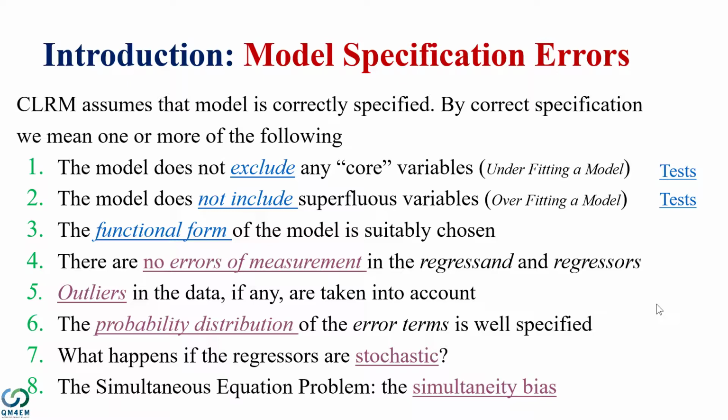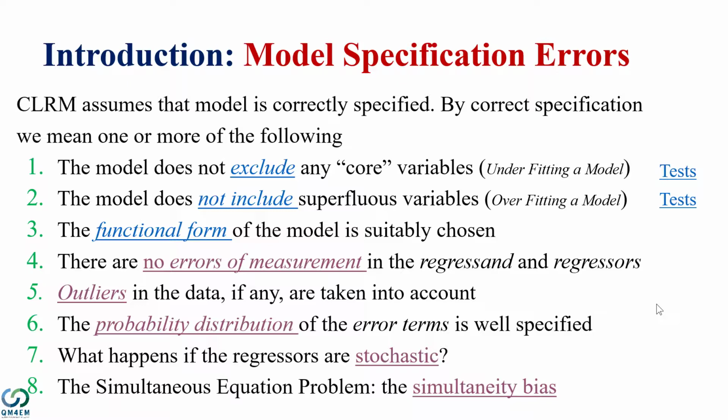Then we talked about the functional form of the model, that it should be correctly specified. We very briefly discussed that. Then in today's lecture, we covered the remaining 5, from 4 to 8, and that covers no error of measurement in the regressand and regressors, the issue of outliers in the data and how to take care of it, and then the probability distribution of the error term being normal, and then the regressor being stochastic or fixed, and whether it has any consequences for the regression model.